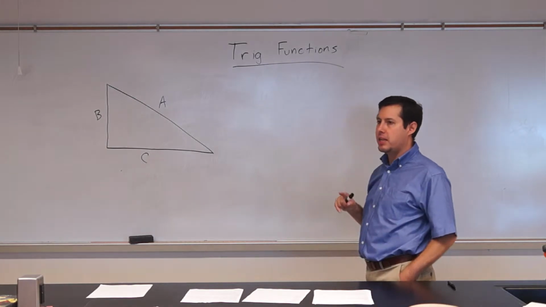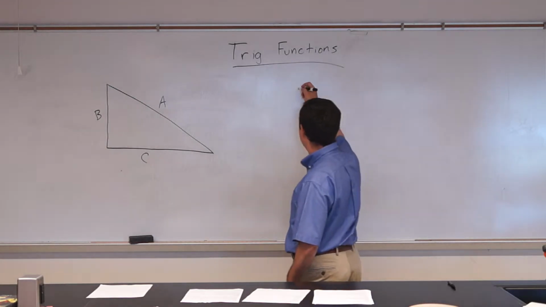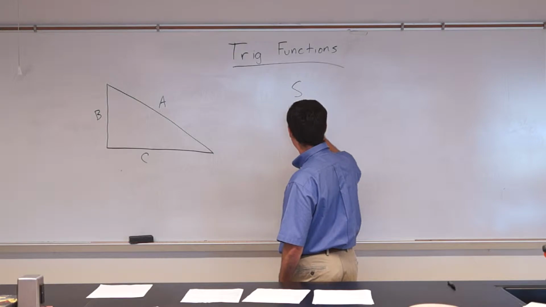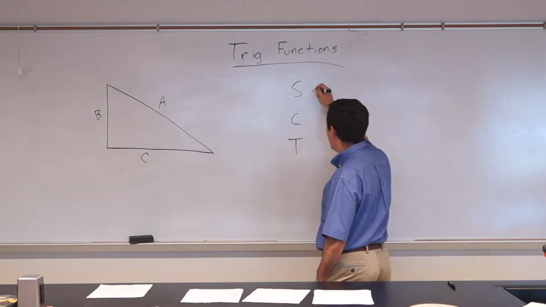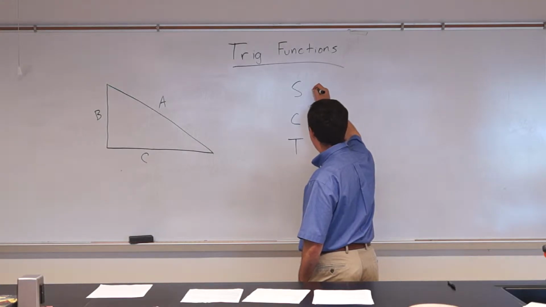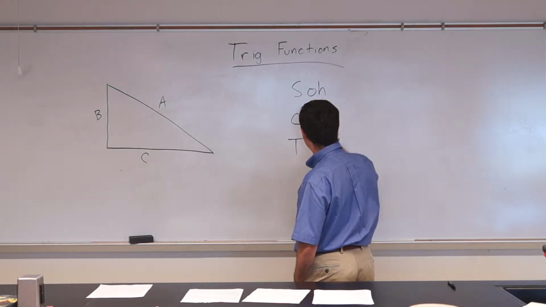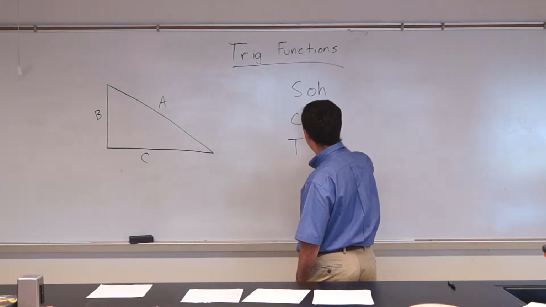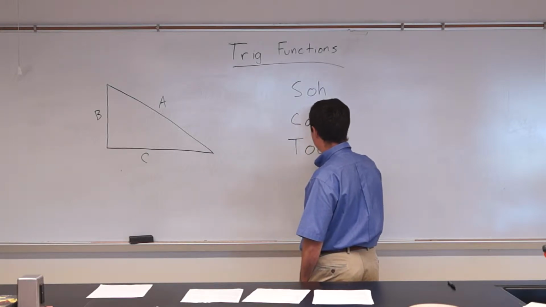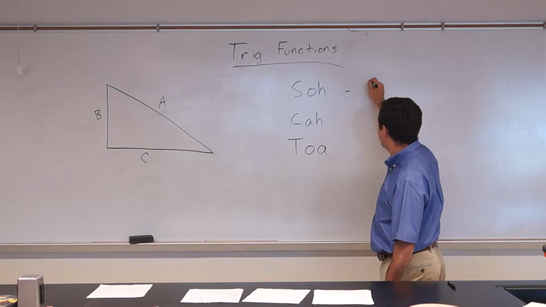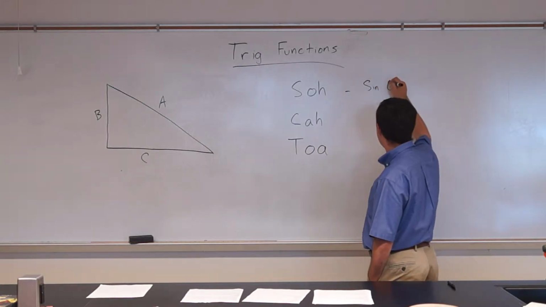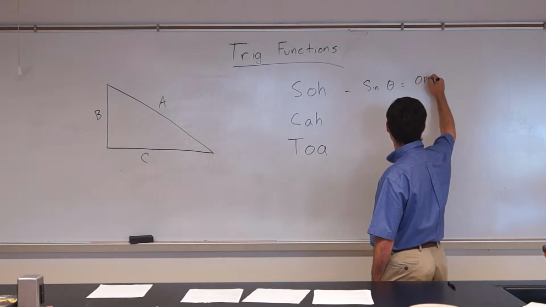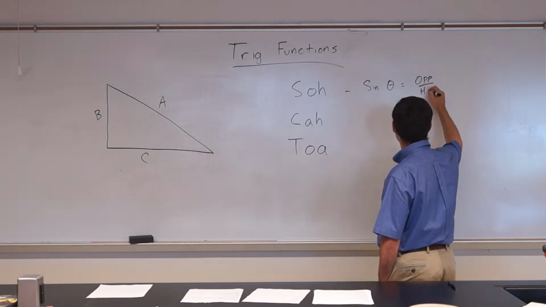So, the phrase that I like to use is SOHCAHTOA. Sine, cosine, and tangent, right? That's what the three letters are. SOHCAHTOA. Sine is opposite over hypotenuse. Cosine is adjacent over hypotenuse. And tangent is opposite over adjacent. SOHCAHTOA. Sine, and I'm just going to make up an angle here, theta, equals the opposite over the hypotenuse.